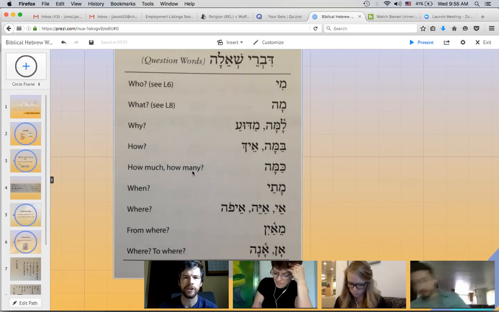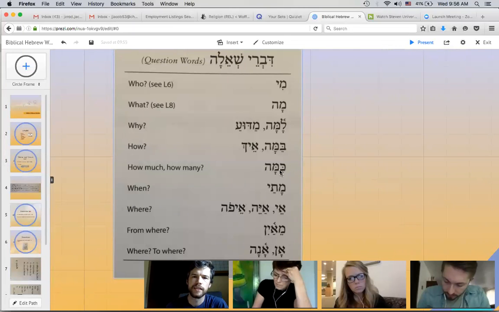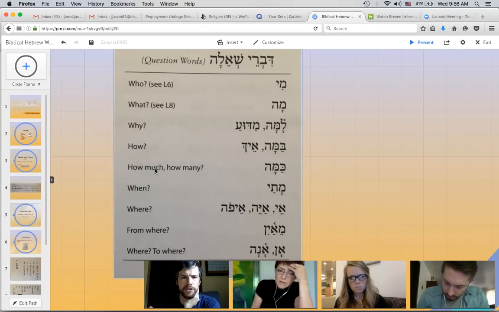Kama, how much or how many. It's also a composite preposition. The kaf we had earlier in the previous lesson means like or as, and it's joined with ma. Like what? That one doesn't translate too well. The composite preposition doesn't connect that well with what it means when we put them together, but it means how much or how many. Like if we were trying to buy something in Israel, we'd say kama, how much? Mata means when.